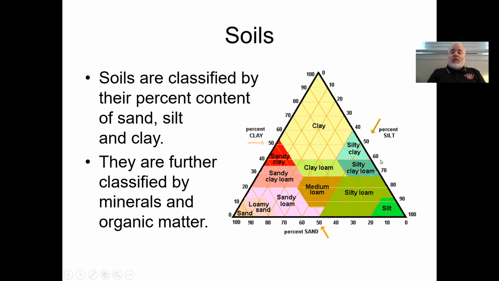So the numbers on the outside of this triangle represent percentages, and every intersection, if you were to follow it out, would be 100%. So for example, this little intersection right below the word clay has, in this example, 60% clay. I'm following into the triangle with the arrow, so 60% clay. And it has 20% silt and 20% sand. 60, 20, 20, that's 100%. And every one of these intersections would be the same thing.